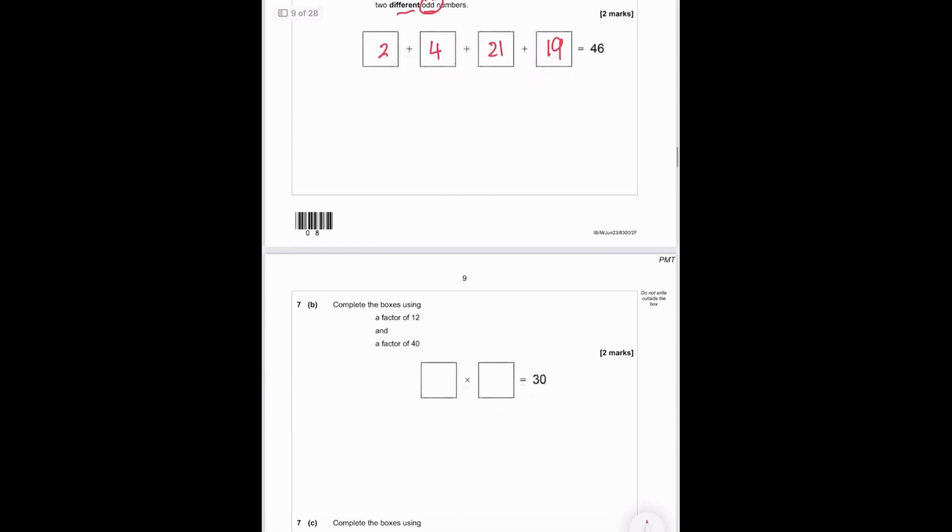Complete the box using a factor of 12. So our factors are the numbers it can be divided by. So that would be 12 and 1, 2 and 6, 3 and 4, and a factor of 40. Let's go for 3 times 10, which is a nice straightforward one.